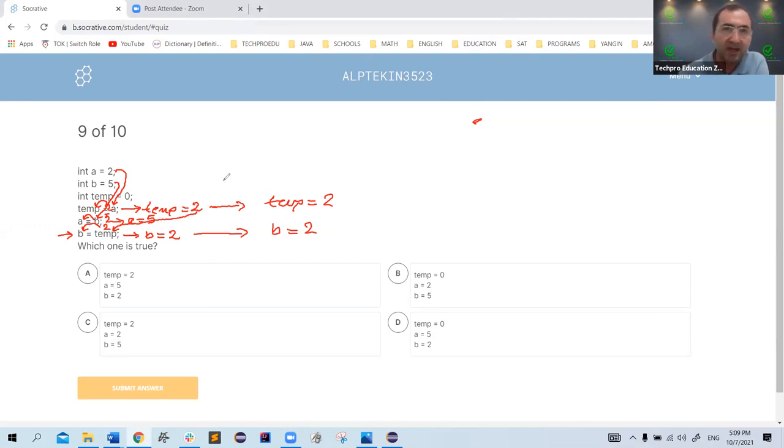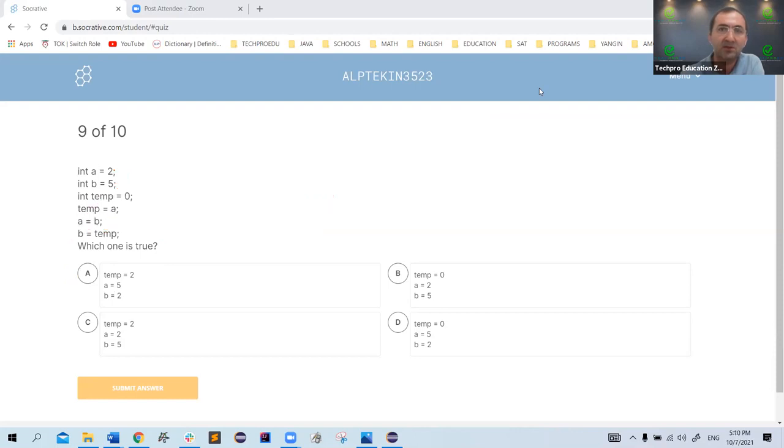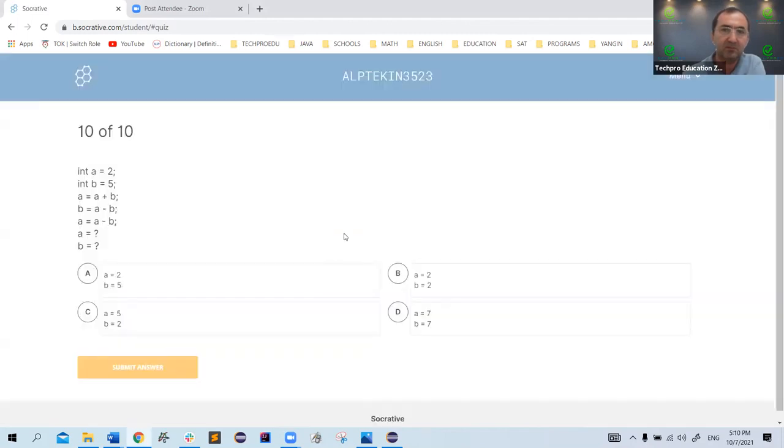Okay, so A is here. It is between them. So what is the value of A? A is 5, okay. So which one is true? Which choice is true? Temp is 2, A is true, you said. Temp is 2, A is 5, B is 2, yes. This is the true choice. A is true. Okay, last one.